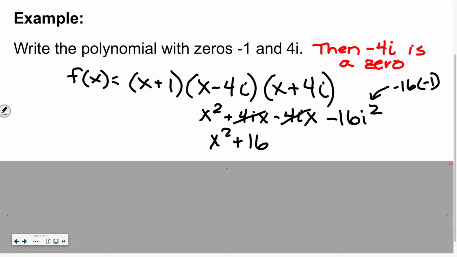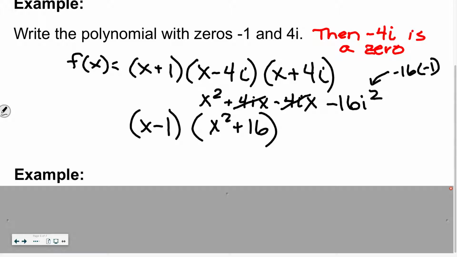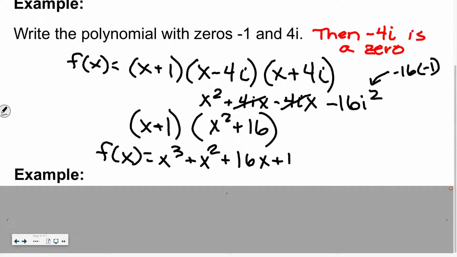Because if they're the same but opposite signs, then you just get x squared plus 16. And then we still have to multiply that by x plus 1. Thank you, Katie. Plus 1. So then my final answer on this one is going to be x cubed plus x squared plus 16x plus 16.